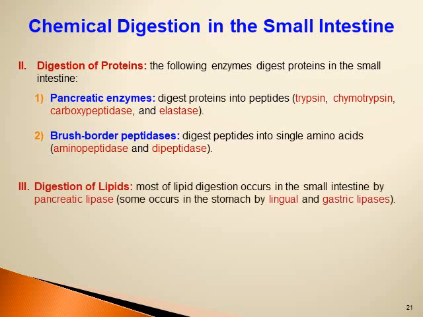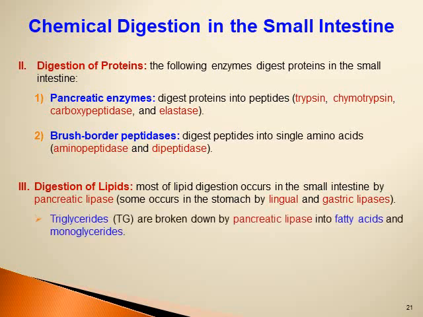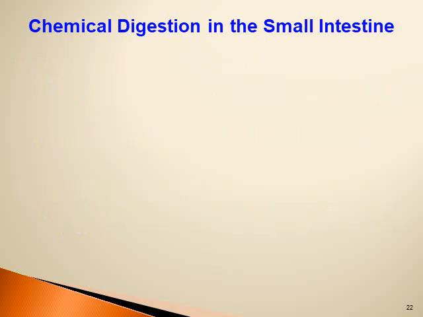Digestion of lipids. Most of the lipid digestion occurs in the small intestine by pancreatic lipase. Some digestion occurs by lingual and gastric lipase, but this digestion is very minimal or minor. The lipase will break down triglycerides into free fatty acids and monoglycerides.